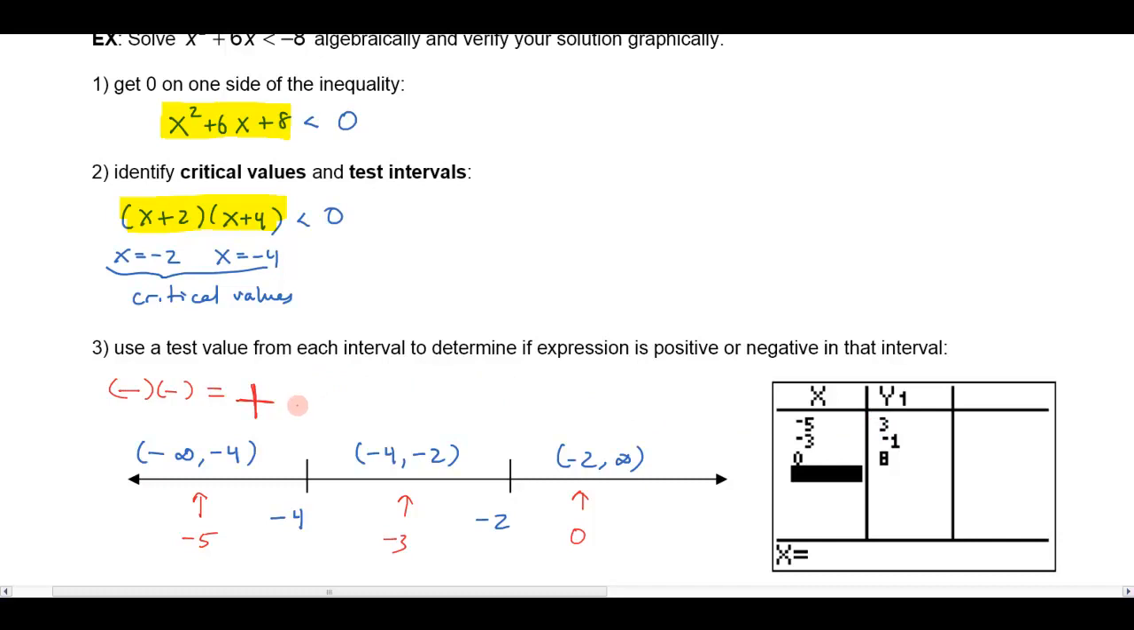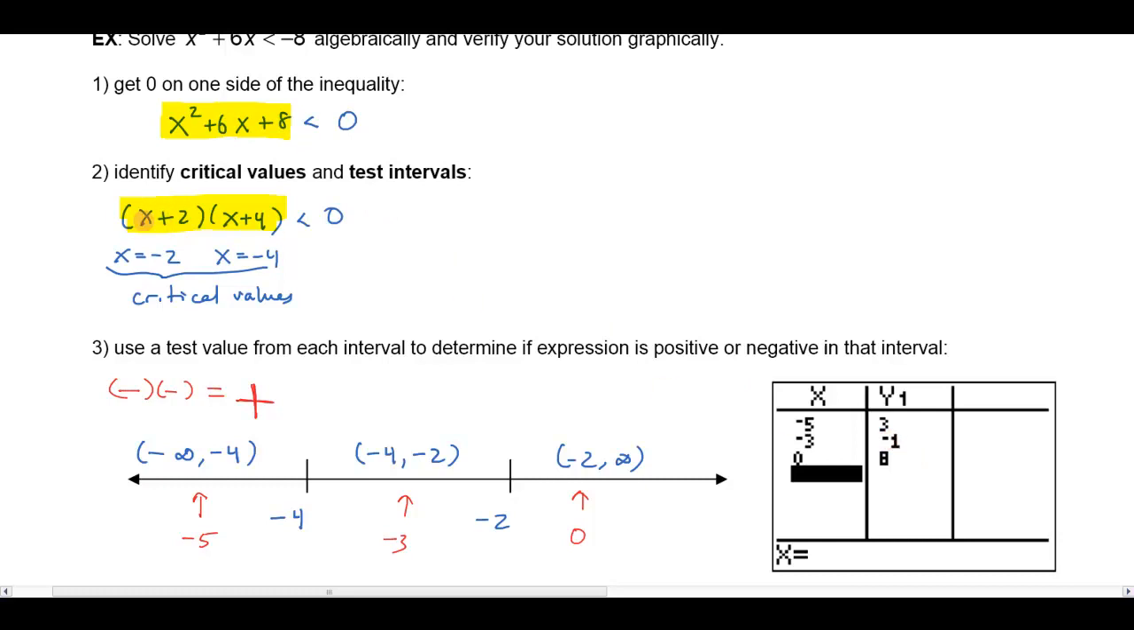But if you're doing this by hand, oftentimes it's easier to just work with the signs, because ultimately I only care if it's positive or negative. If I plug -3 in here, I'd get 9. 9 minus 18 is -9, plus 8 is -1. So that's where the -1 comes from.